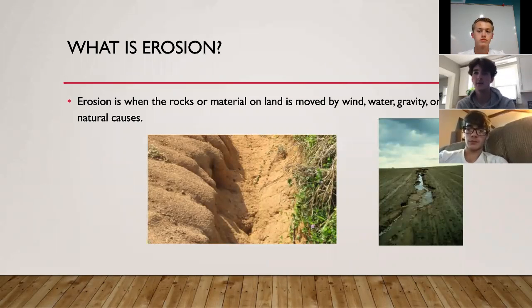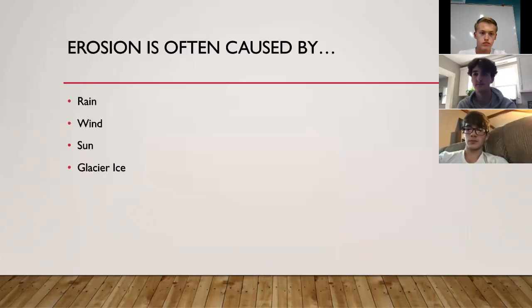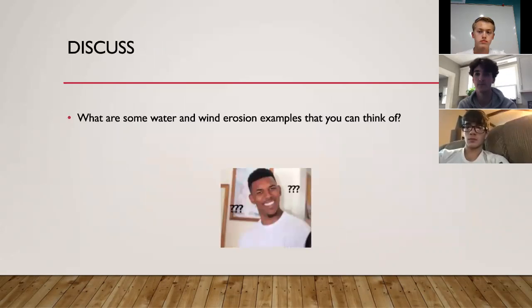All right, today we're going to be explaining a little bit about erosion. So erosion is when rocks or materials on land are moved by wind, water, gravity, and other natural causes. Erosion is often caused by rain, wind, sun, and glacier ice. As a classroom, you should discuss what are some water and wind erosion examples that you can think of.